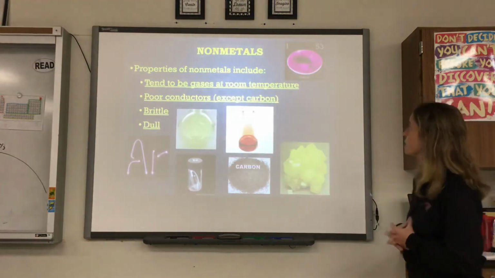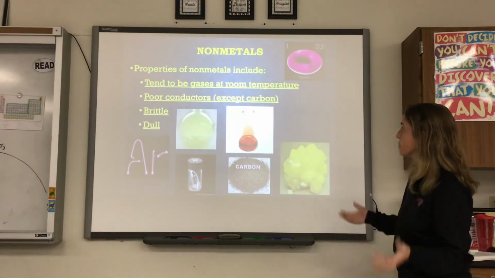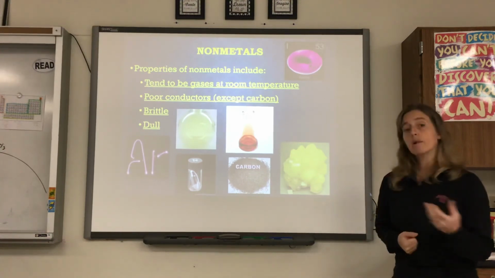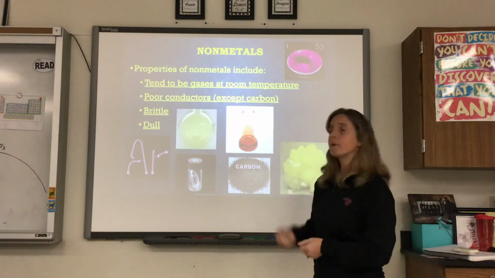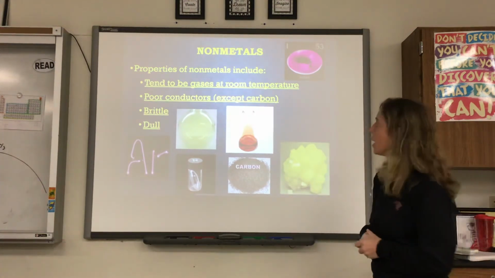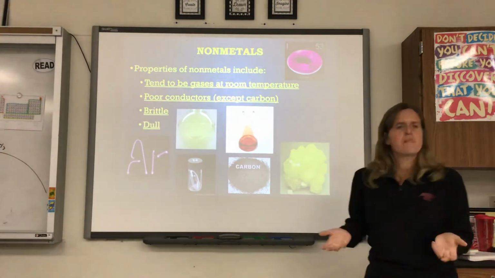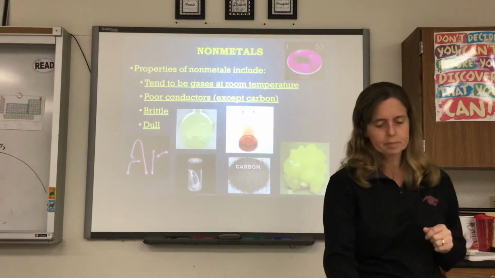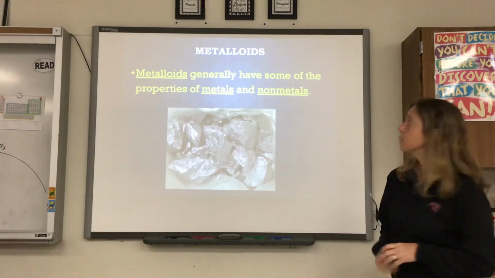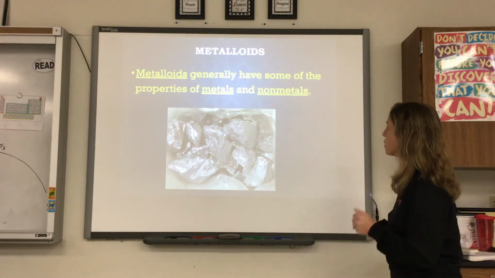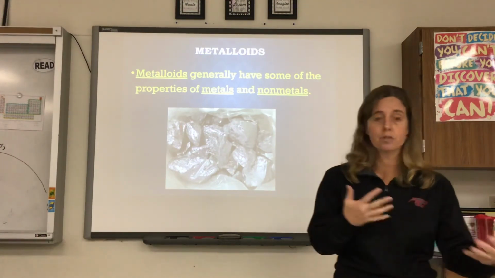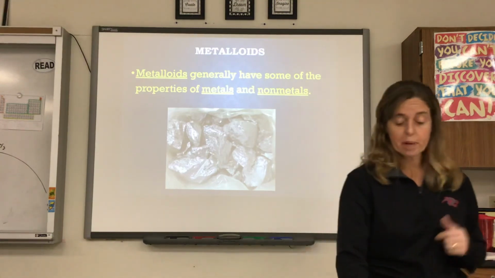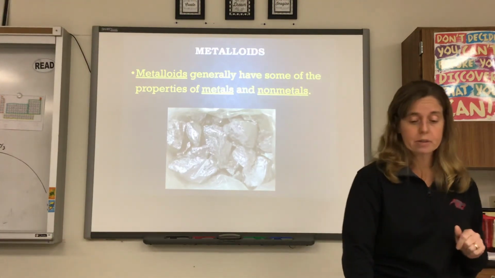Nonmetals. The properties of nonmetals include that they tend to be gases at room temperature. They are poor conductors of electricity except for carbon. They are brittle, meaning if I hammer them, they're going to shatter. And they are dull in color. They're not very pretty, okay? Metalloids generally have some of the properties of metals and nonmetals, okay? So they're going to have both properties, depending upon which metalloid it is.